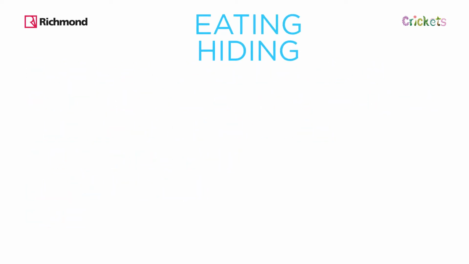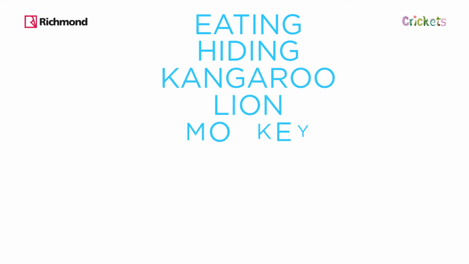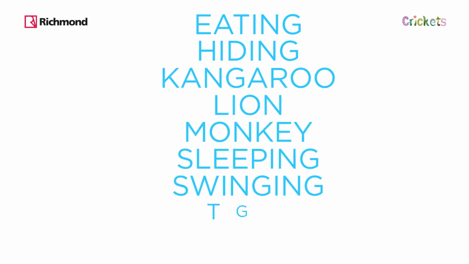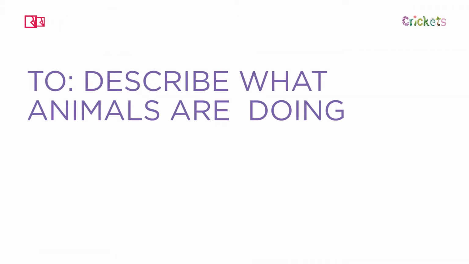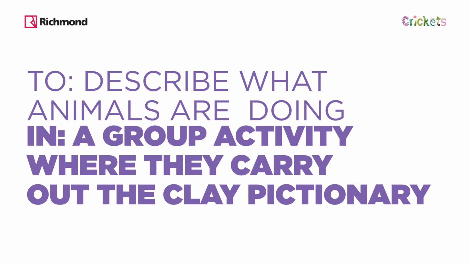1. Use vocabulary key: eating, hiding, kangaroo, lion, monkey, sleeping, swinging, tiger, zebra. 2. Describe what animals are doing in a group activity where they carry out the clay Pictionary.